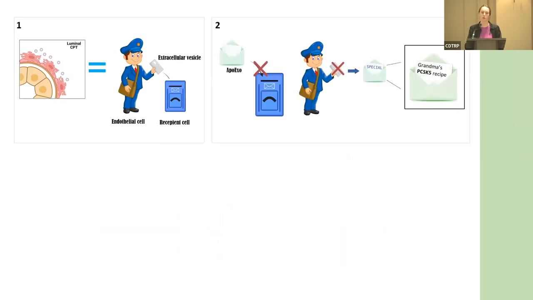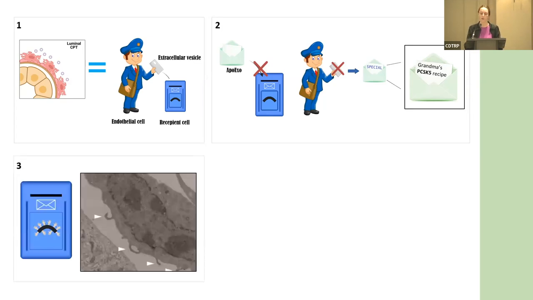Normally, the postman would deliver the letter in the slot of the mailbox. However, the specific letter that is apoexo can enter through this normal pathway. In fact, we observe that apoexo can have a different content. Indeed, we observe a specific mRNA profile and observe that PCSK5, a protein convertase, is highly expressed in the apoexo.